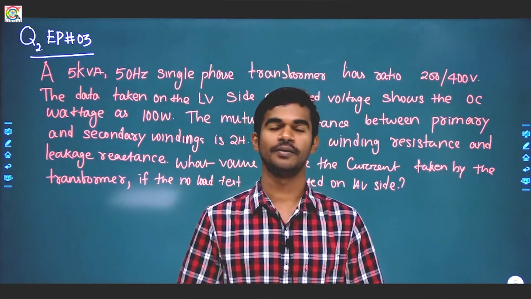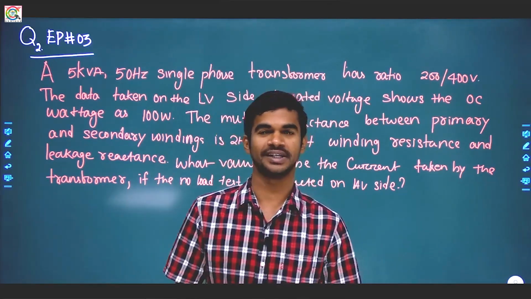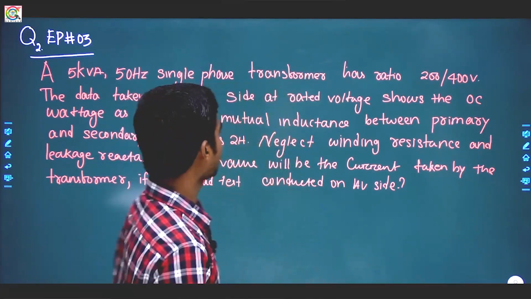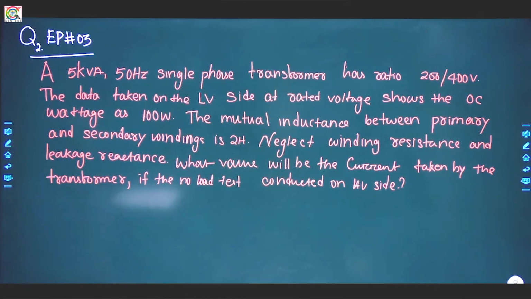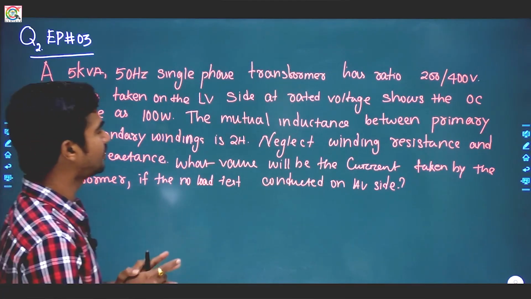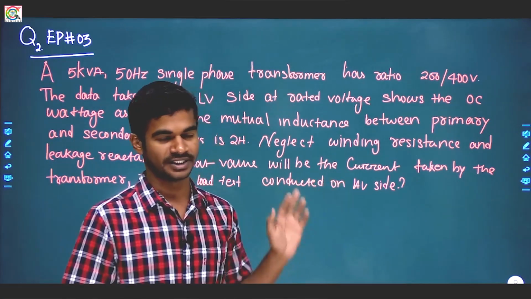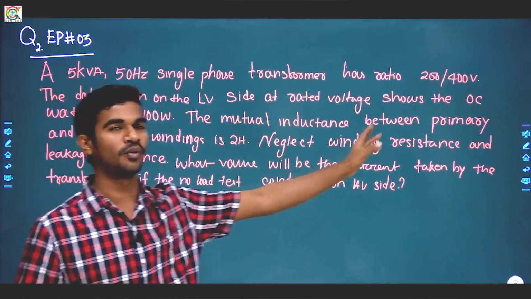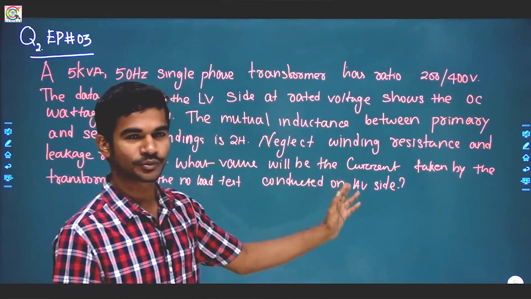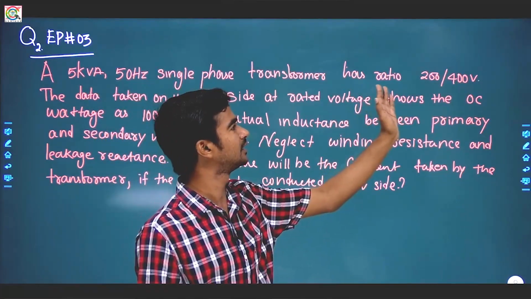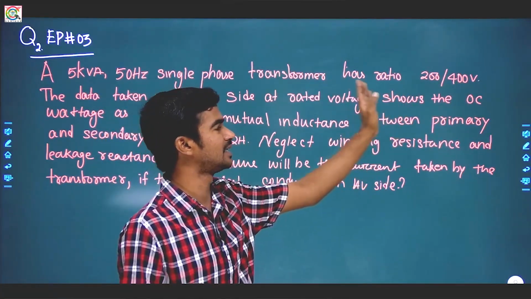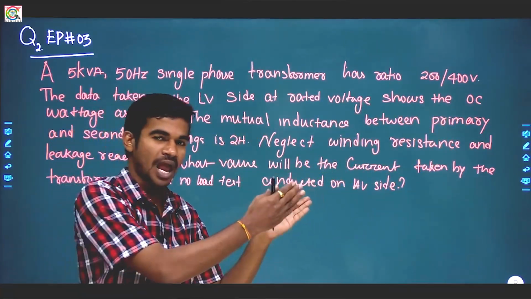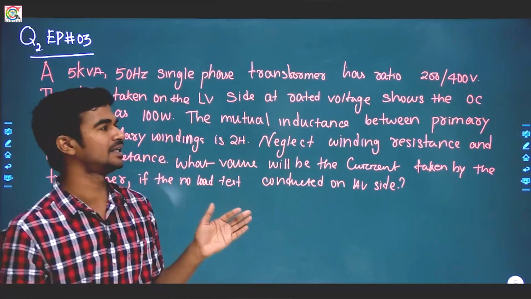So today we'll be discussing an important question regarding the equivalent circuit of the transformer. First of all, read the question carefully. A 5 kVA 50 Hz single phase transformer has a turns ratio. Turns ratio is not exactly like that, but this is the voltage ratio. In this question they have mentioned that this is not the turns ratio, simply the ratio between the primary side voltage and the secondary side voltage.